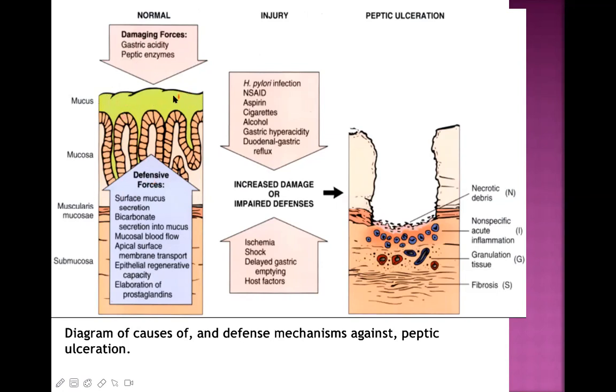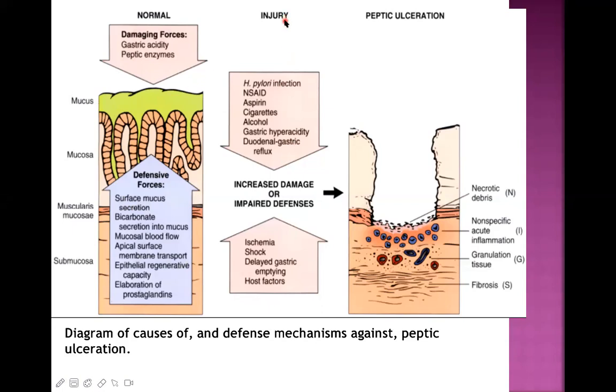Now see this mucus. This mucus will not allow the acid to go deeper. Then bicarbonate secretion into the mucus. Prostaglandin has a very important role to play in both these situations, mucus secretion as well as bicarbonate secretion. A good amount of blood flow to the mucosa is itself a protective mechanism. So ischemia is an attacking type of force. Apical surface membrane transport is a normal mechanism of epithelium. Regenerative capacity and prostaglandins, these all are defensive forces. Now this is a normal thing, okay? There is a good balance occurring between them.